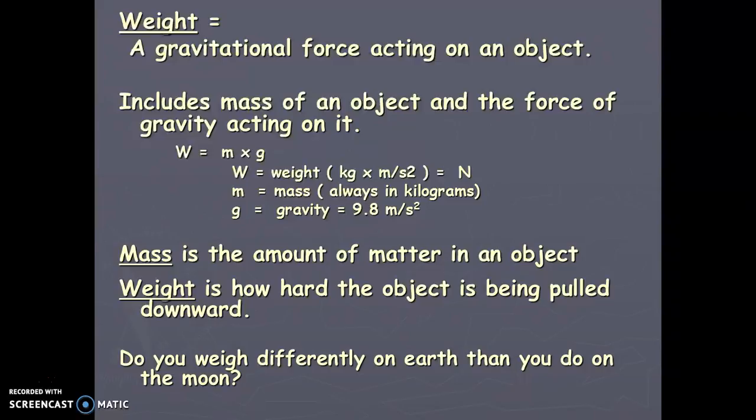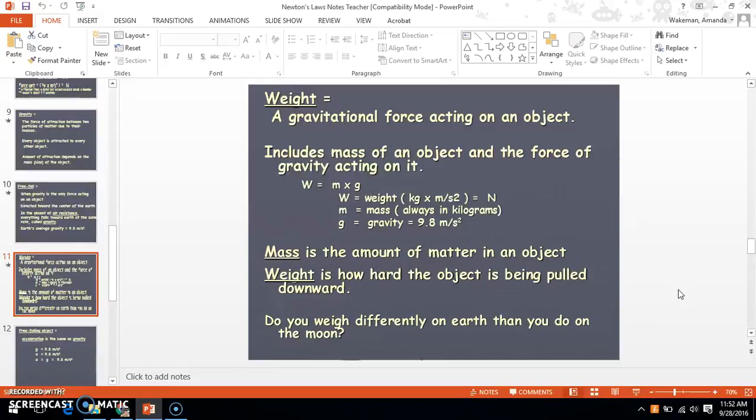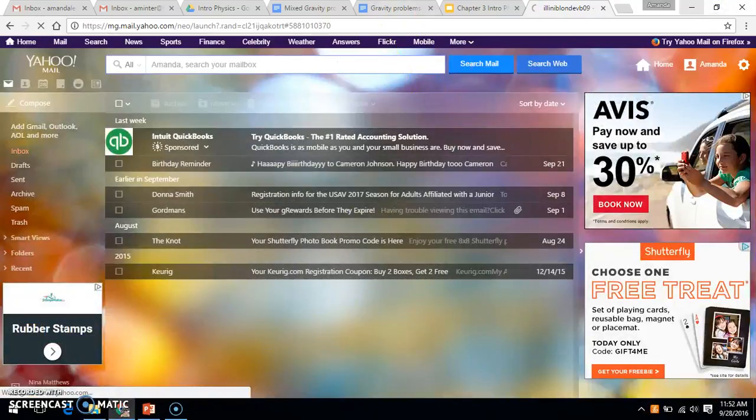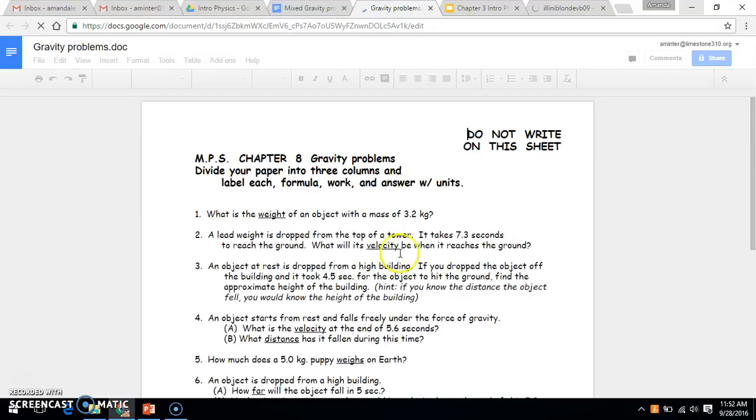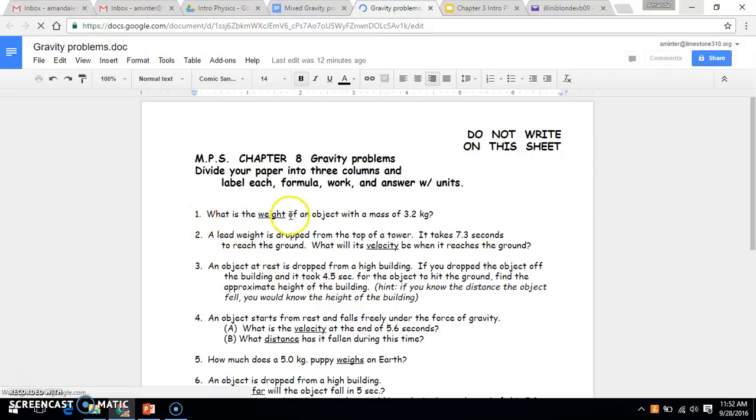All right, so if you see any practice problems that say, what is the weight of a puppy? What is the weight of an object? This is the equation that you would use. So if I pop to some of the problems from today, as it takes a hot second to load. This first one here says, what is the weight of an object with a mass of 3.2 kilograms? So you would take this 3.2 times gravity, which is 9.8, to get your answer in newtons.